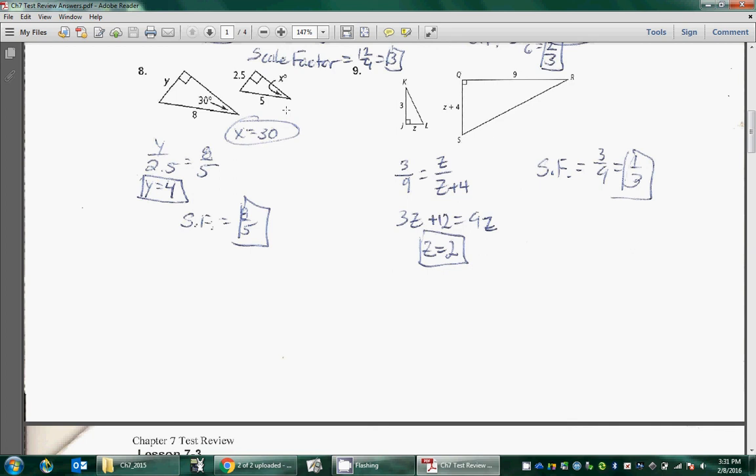Let's see. For number 9, a little bit harder, but not too bad. So when I go to set up the proportions, 3 matches with the 9. Just kind of rotated that triangle. If I were to reduce that fraction, it's my scale factor. That's how I get that off to the side. But to solve the proportion, 3 is matching with 9. Z, which is a side, matches with z plus 4.